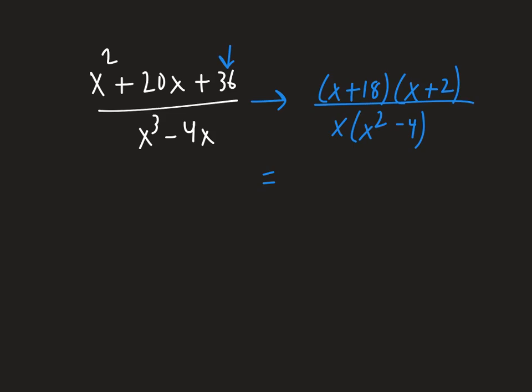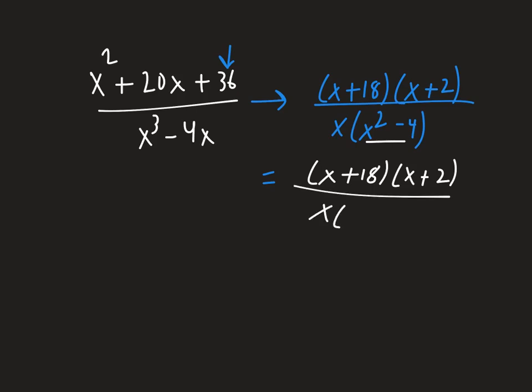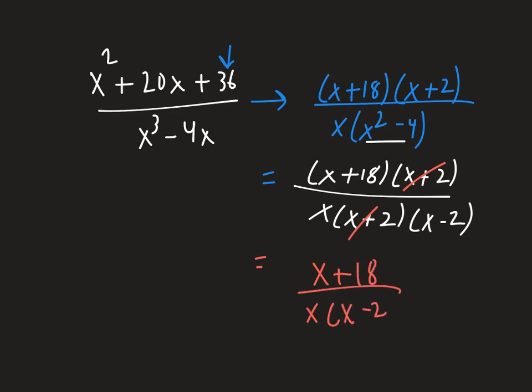And we do need to recognize that the x squared minus 4 is still factorable. Again, it's the difference of perfect squares, right? So up top it was still x plus 18 times x plus 2, but the denominator, we had that x on the outside, and then the x squared minus 4 is x plus 2 times x minus 2. So that does allow us to cancel out or reduce a factor of x plus 2. The final simplified version would just be x plus 18 over x times x minus 2.